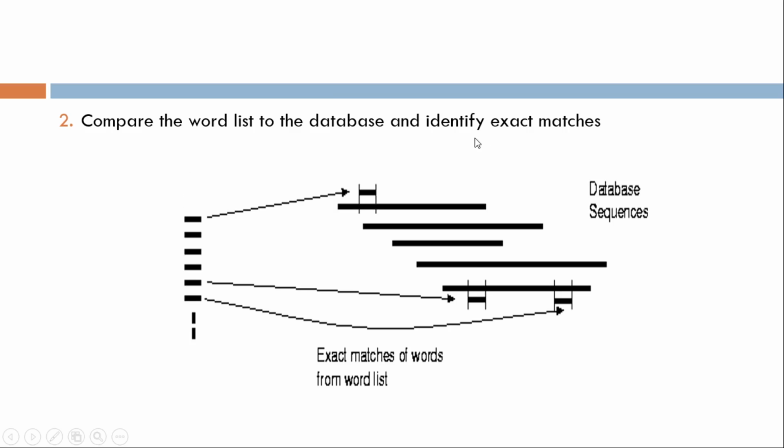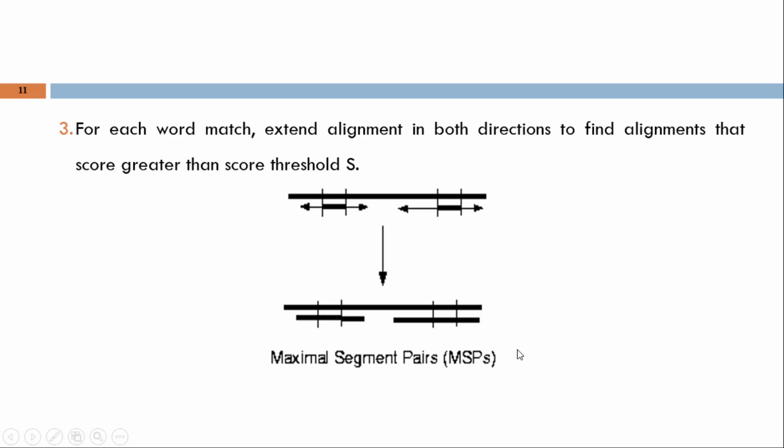Compare the word list to the database and identify exact matches. Then, wherever you get a match, it starts extending the alignment in the right direction and the left direction, both directions, until the alignment score stops being positive. If the alignment score is increasing, it keeps on extending, right?